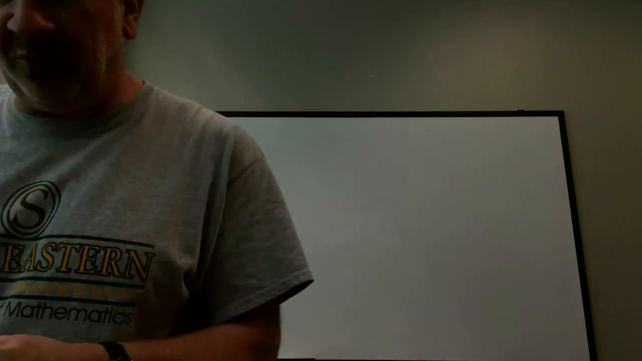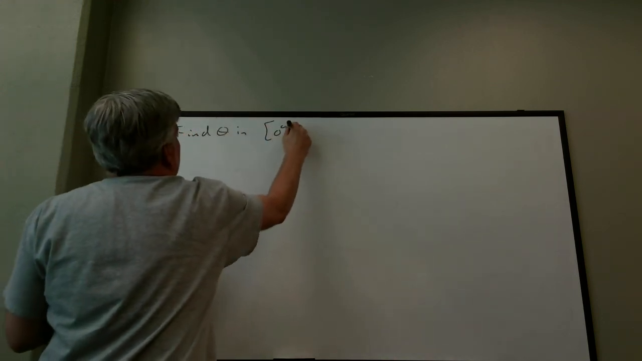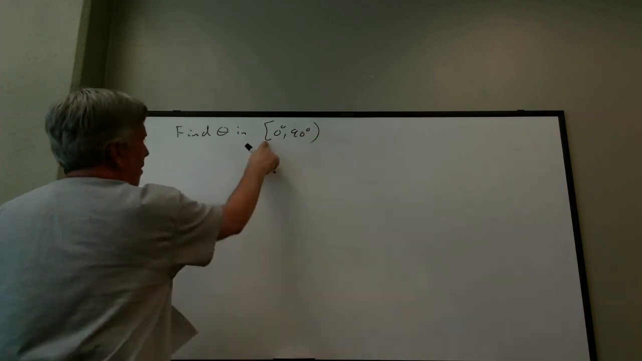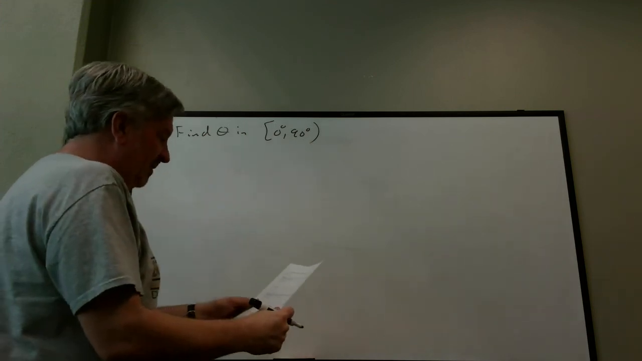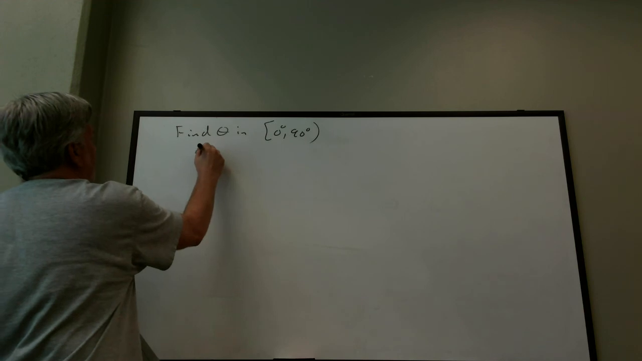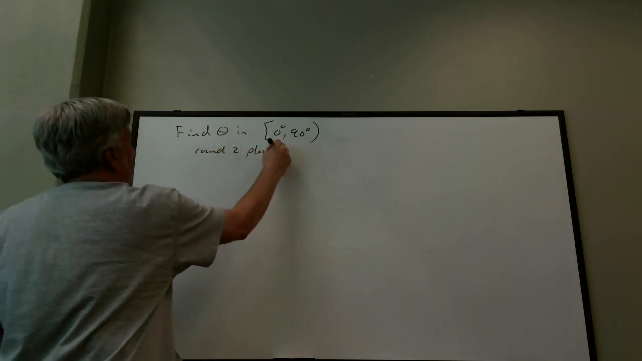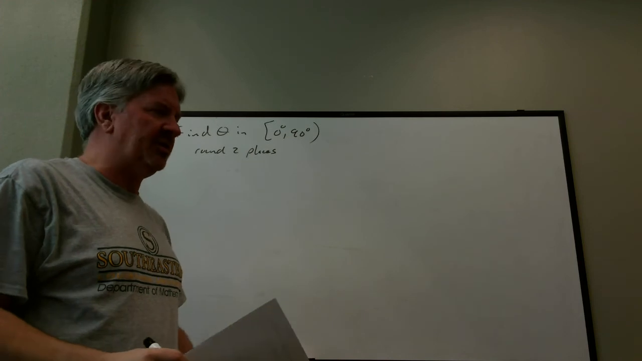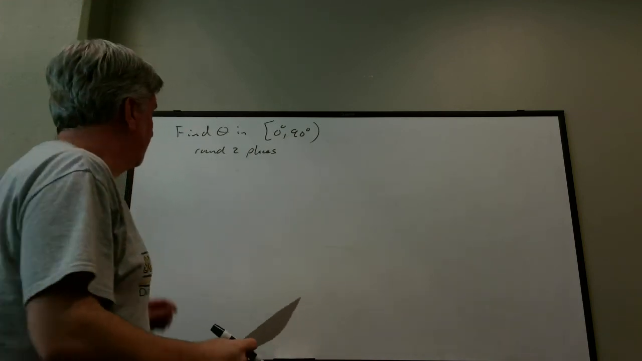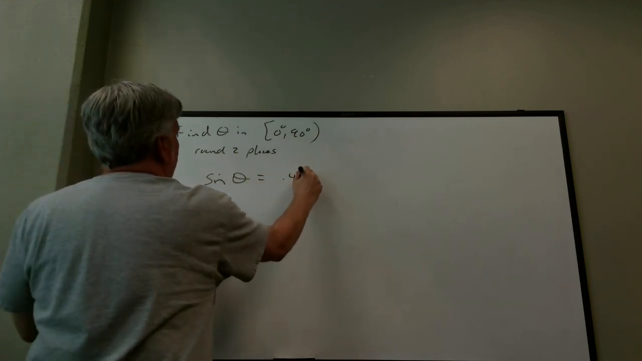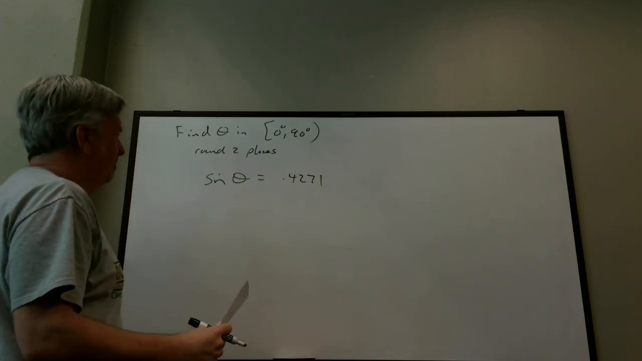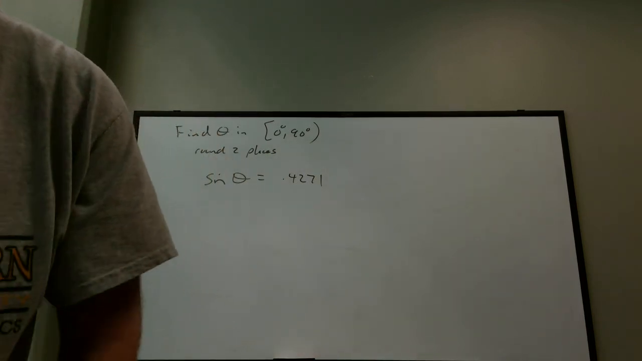the next 4 problems say, let me paraphrase, find a value for theta in the interval 0 to 90 degrees. Remember, bracket means include 0, parentheses means don't include 90. That satisfies each statement. Leave answers in decimal degrees and round to 2 places. Notice they want the answers in decimal degrees, not degrees, minutes, seconds, like 22 point something degrees. The first problem says sine of theta is 0.4271. Now, this is a new idea.